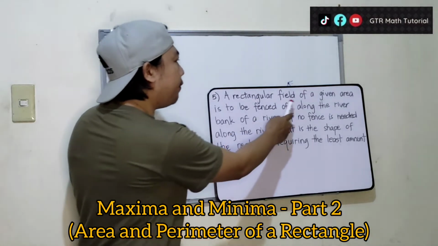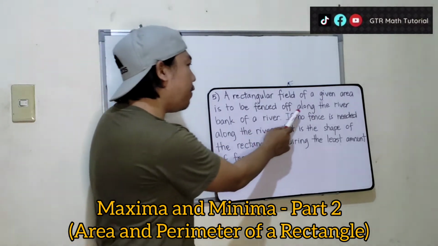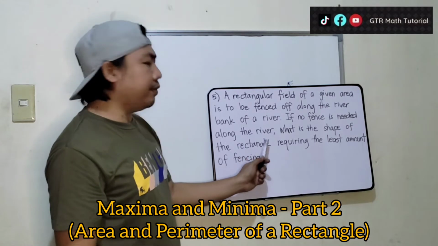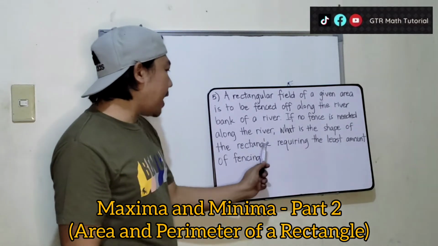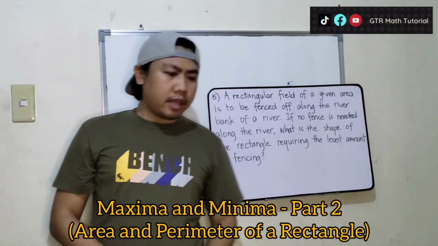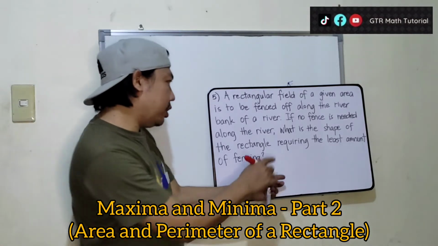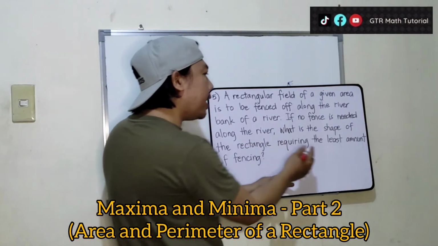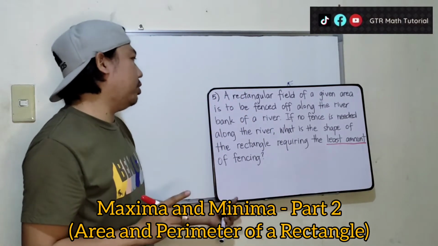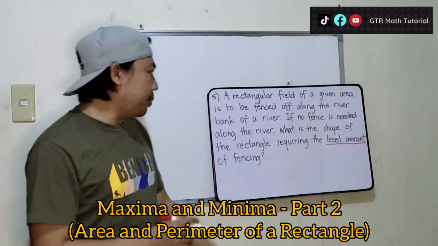So a rectangular field of a given area is to be fenced off along the river bank of a river. If no fence is needed along the river, what is the shape of the rectangle requiring the least amount of fencing? So ano ba yung keyword natin para malaman natin na maxima or minima siya? So question, what is the shape of the rectangle requiring the least amount? So, nandun yung word na least amount. So, therefore, ito ay minimum.